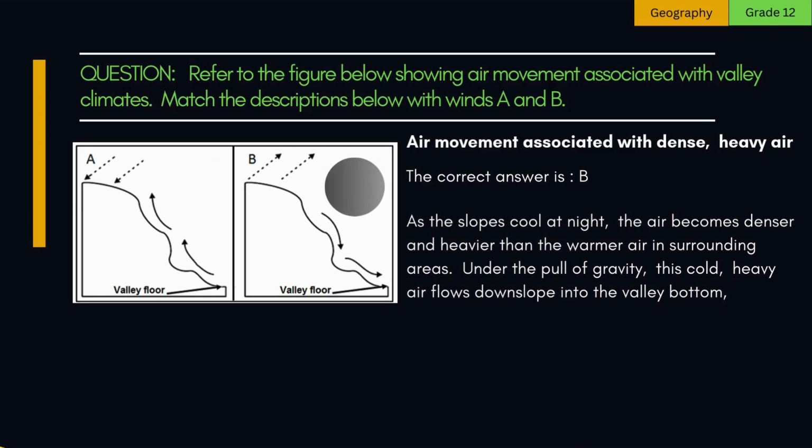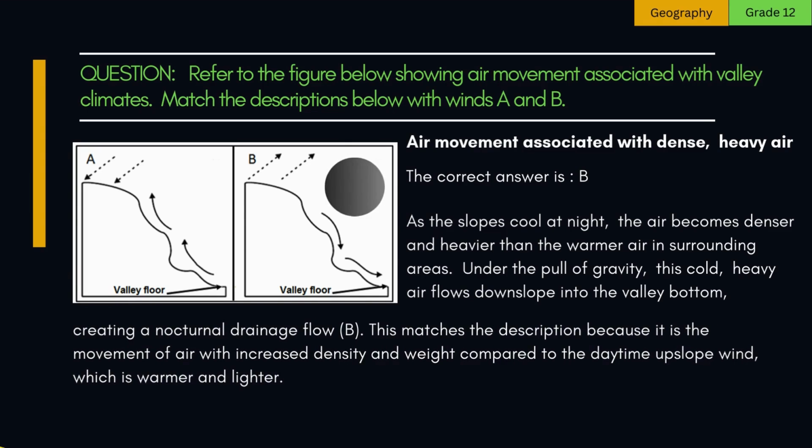As the slopes cool at night, the air becomes denser and heavier than the warmer air in surrounding areas. Under the pull of gravity, this cold, heavy air flows downslope into the valley bottom, creating a nocturnal drainage flow, B. This matches the description because it is the movement of air with increased density and weight compared to the daytime upslope wind, which is warmer and lighter.